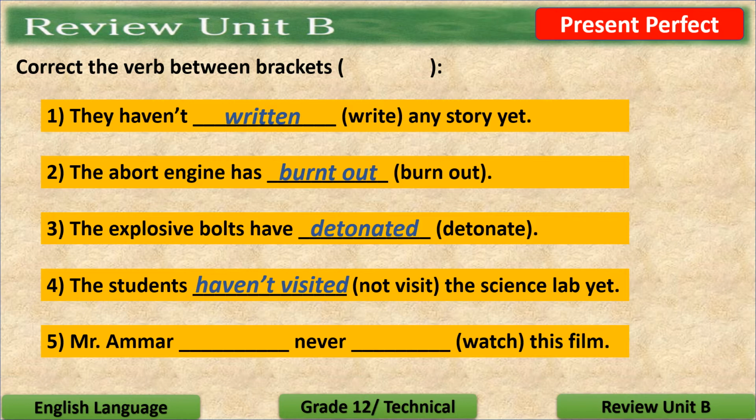And in number 5, Mr. Ammar never watched this film. We have the keyword never. Never is a keyword for the present perfect simple. So we have to use has because the subject, Mr. Ammar, is singular, and then we change the verb watch into the past participle, watched.